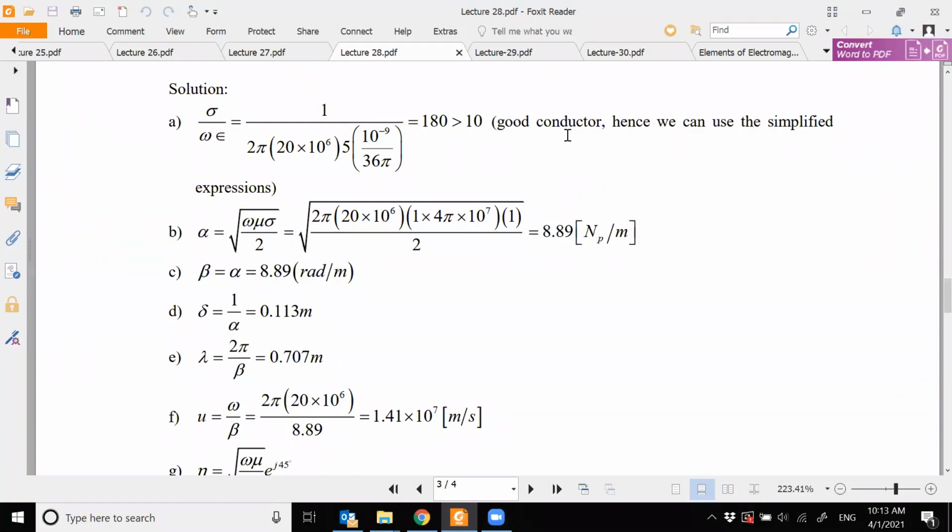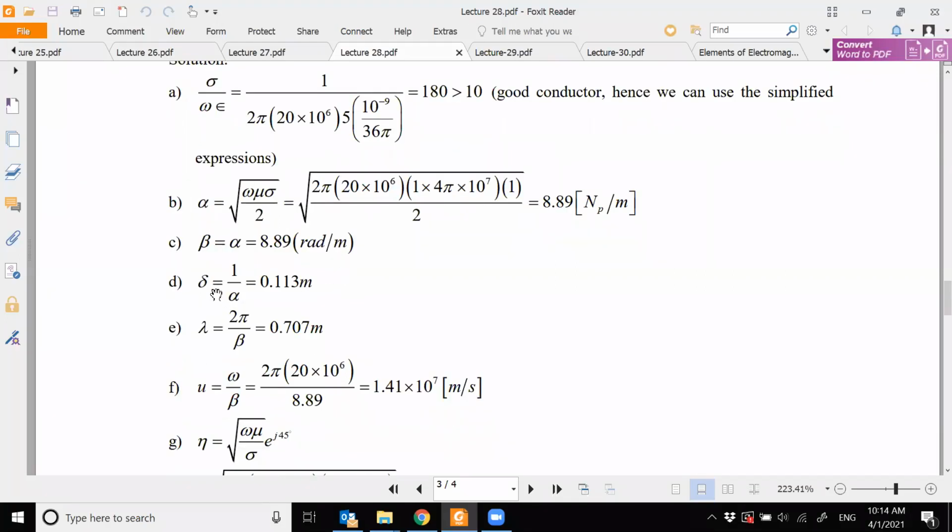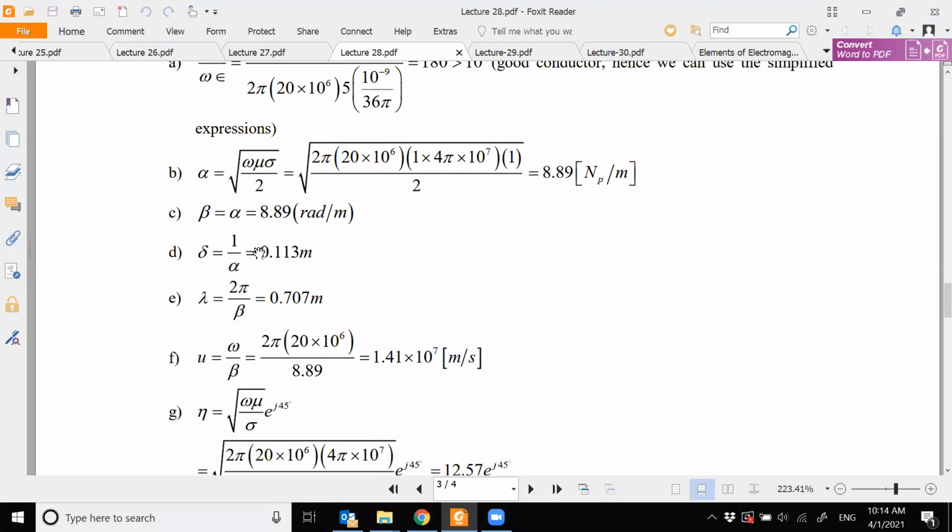Now I can use the simplified expressions. Alpha is the square root of omega mu sigma over 2, which is 8.89 nepers per meter. Beta is the same as alpha, which is 8.89 radians per meter. Skin depth is 1 over alpha, which is 0.113 meters. That means if your electromagnetic wave travels 0.113 meters into this medium, its amplitude will come down to 37%.